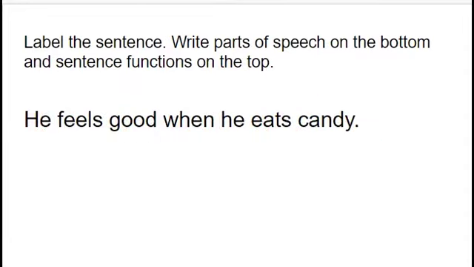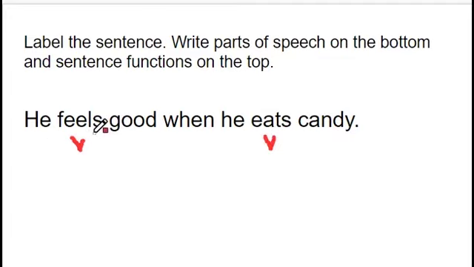Now let's take a look at this one. It's similar, but it's a little bit different. He feels good when he eats candy. So try finding the verb or verbs. Yesterday he felt good when he ate candy. You can hear the words that change right there. Those are the verbs. Feels changed to felt. Eats changed to ate.